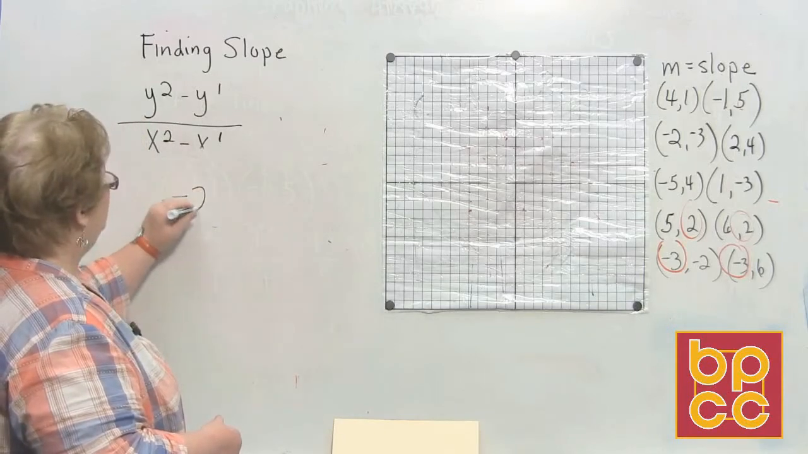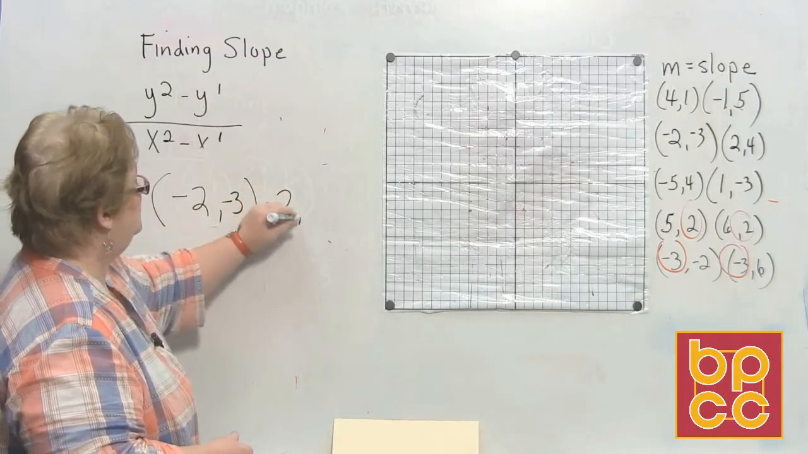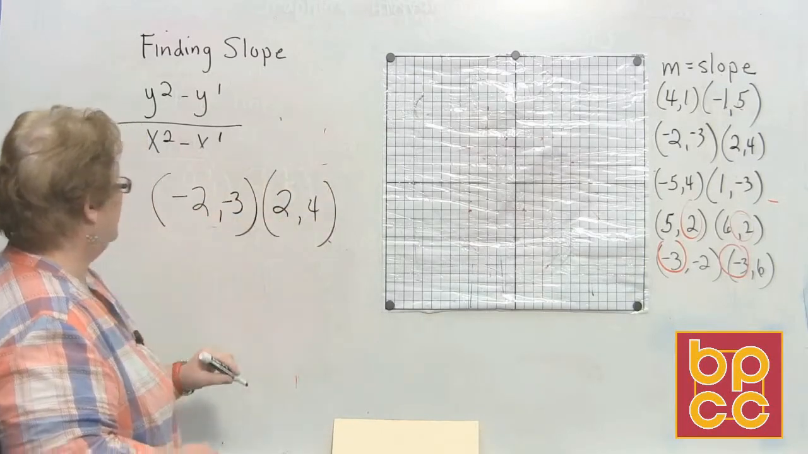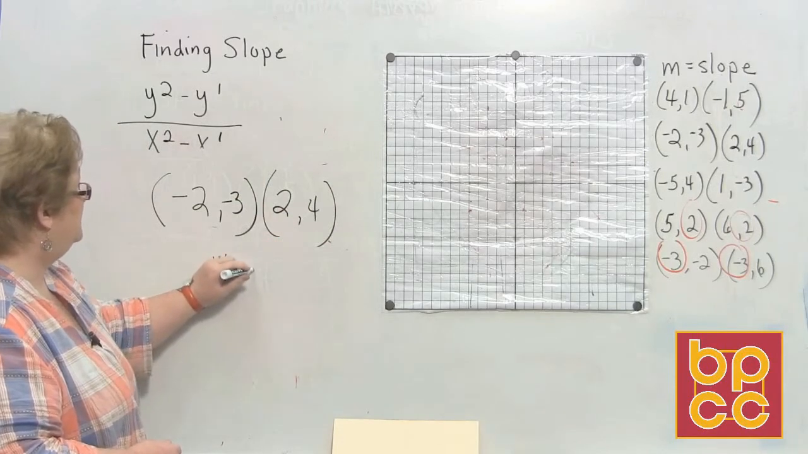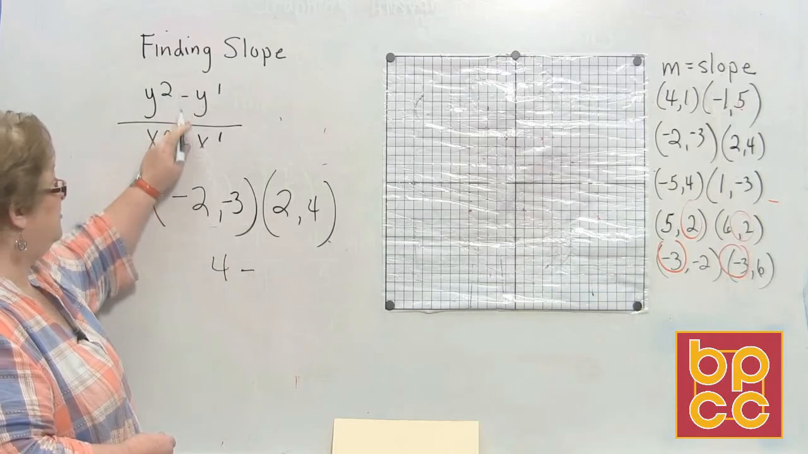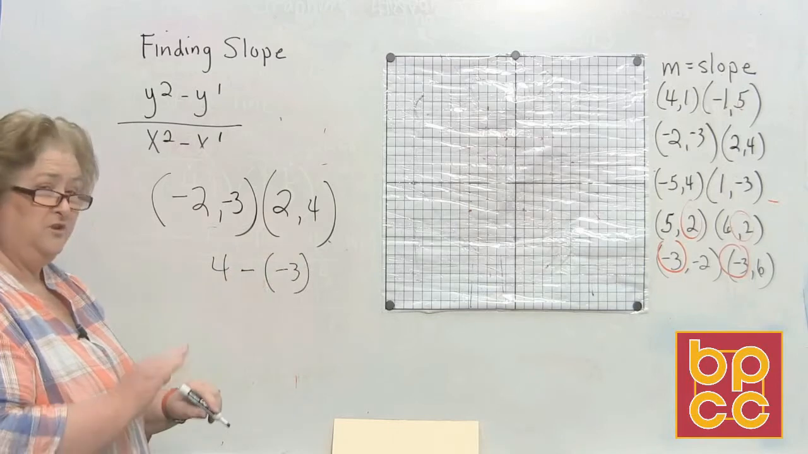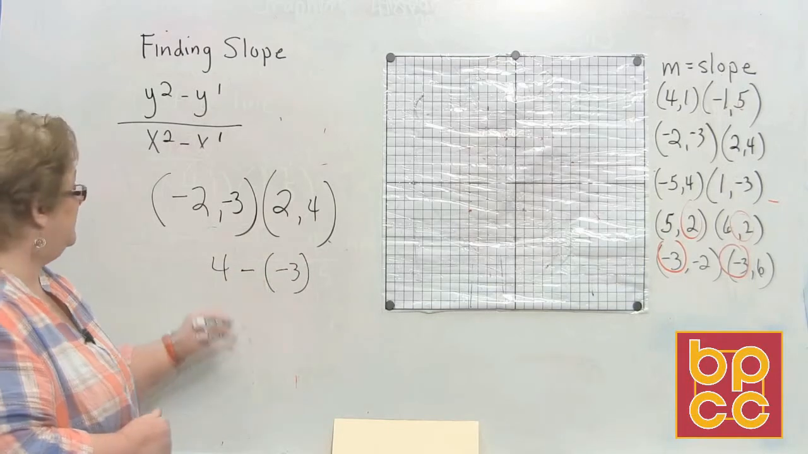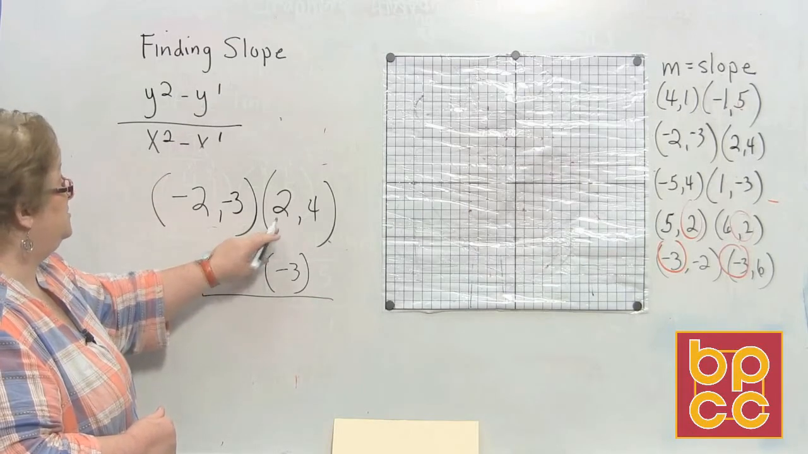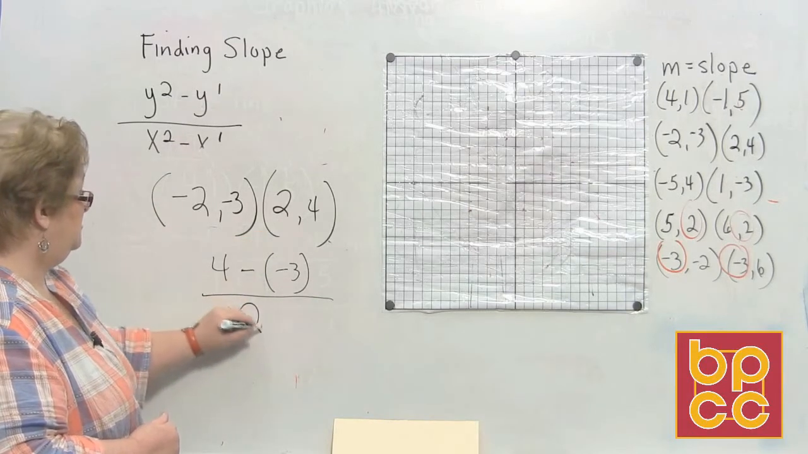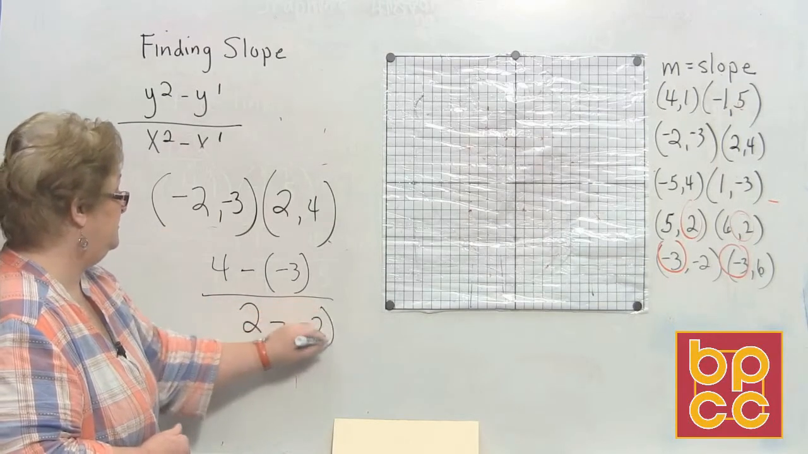I have a negative 2, negative 3, and I have a 2, 4. Okay, I'm going to go to the second y, which is the 4, and I'm going to put a minus sign, and then I'm going to go to the first y, which is a negative 3. I'll put that in parentheses just so you can see the subtract compared to the negative 3. Now I'm going to go to the second x, which is the 2, and I'm going to put 2 minus the first x, which is a negative 2.